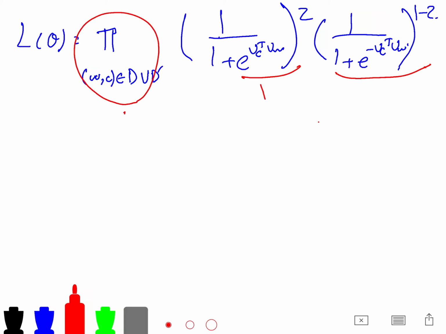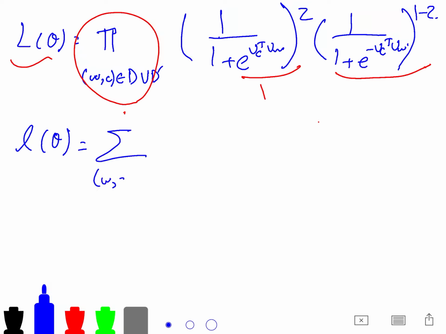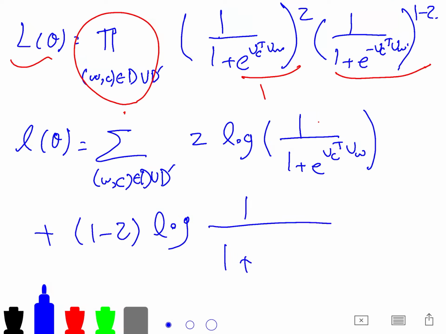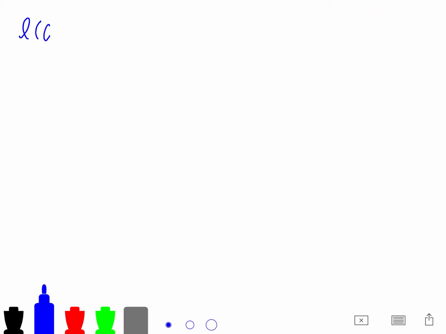But this is the product of these things because we want to calculate the likelihood. And so the likelihood, if you take the log, there is no trick because we just take the log and thus everything is easy. E to the VC transpose VW plus 1 minus Z log of 1 over 1 plus E to the minus VC transpose VW. And now we want to simplify that.